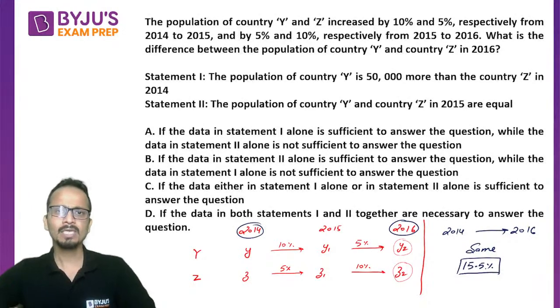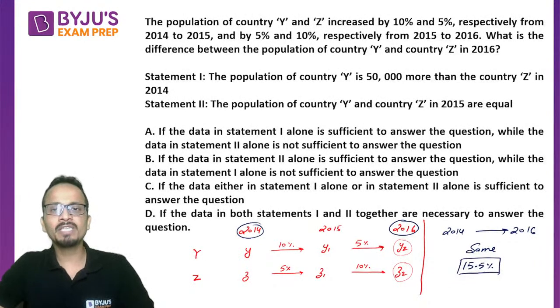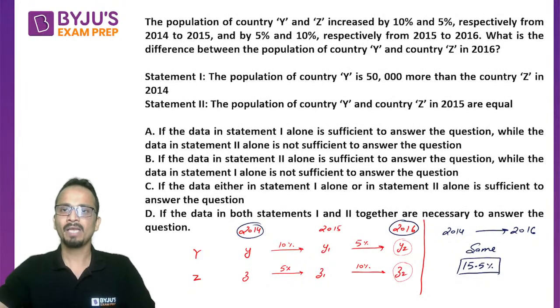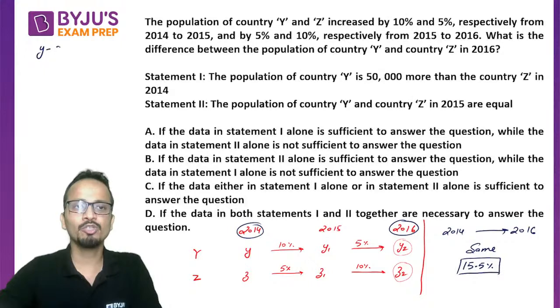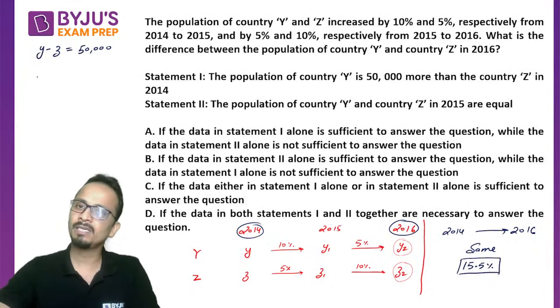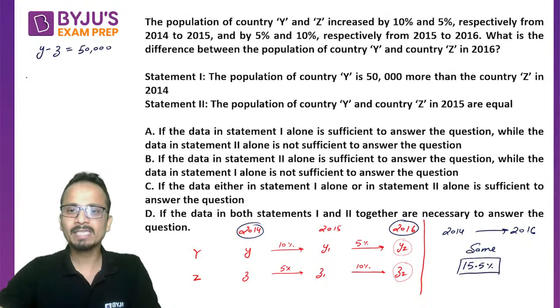Okay. Now, statement number 1. The population of country Y is 50,000 more than country Z in 2014. Now, Y minus Z is given to you. Y minus Z is equal to 50,000. You want to find out Y2 minus Z2, the difference between the population of country Y and Z in 2016. Now, can I say that Y2 will be equal to 1.155 times Y.